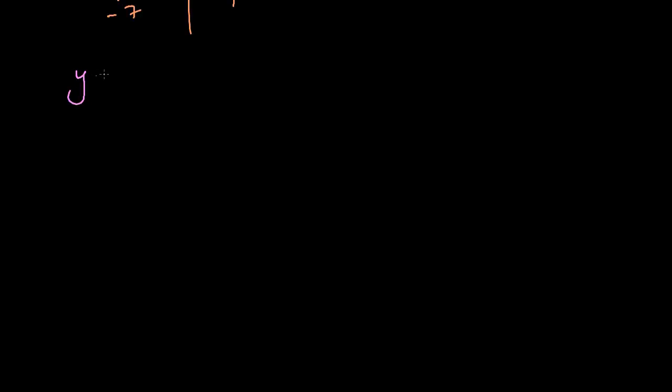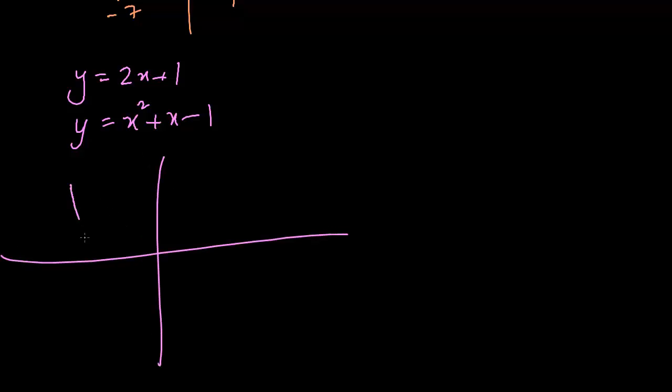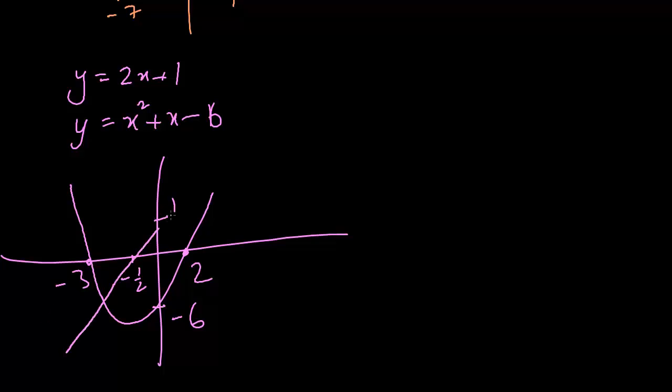Suppose you have two Cartesian equations, y equals 2x plus 1, and y equals x squared plus x minus 1. Now remember, when you have two Cartesian equations, the picture is like this. It cuts the x-axis at minus 3 and 2. Let me make this minus 6. So this is minus 6, and this is minus half and 1. So these are the two pictures.